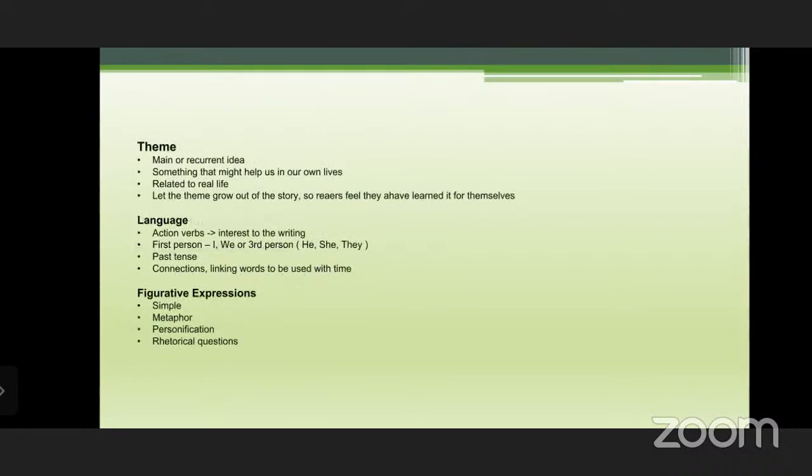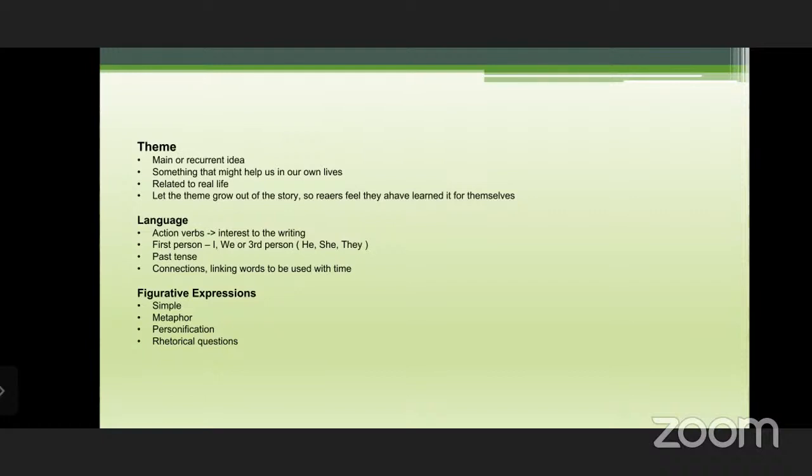Now, theme. Theme is nothing but the message to be conveyed to the reader, or the moral given to the reader. It should contain a main or recurrent idea and something that might help us in our own lives. So it should be related to real life. Let the theme grow out of the story, so readers feel that they have learned it for themselves.